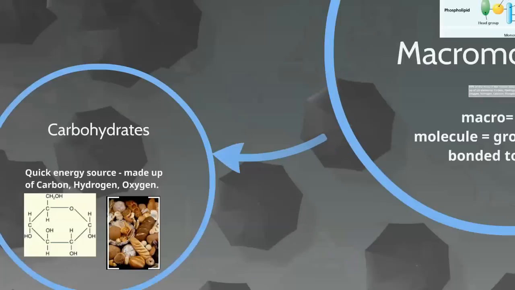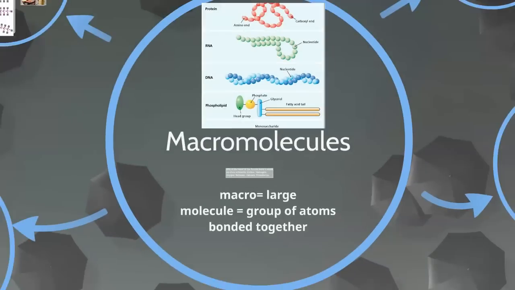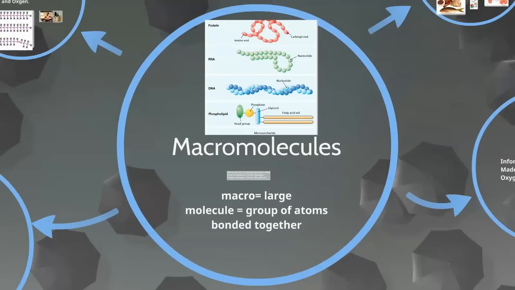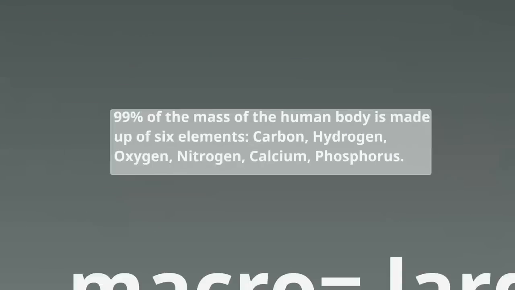So again, macromolecules: the macro means big, and a molecule is a group of atoms, like a group of carbon, hydrogen, oxygen bonded together. That would be a molecule. Any of those things together is a molecule, and macromolecules just means that it's large.